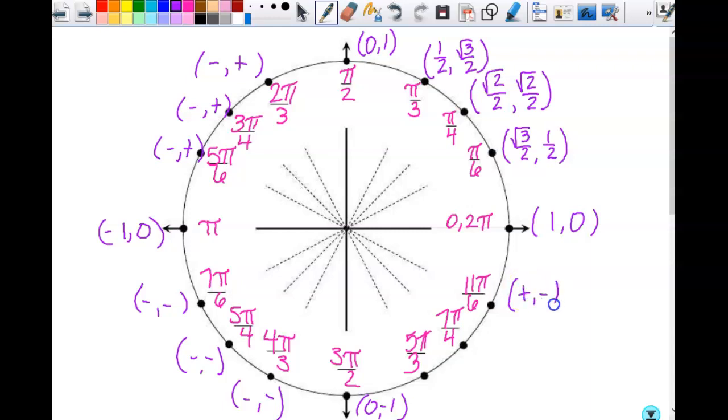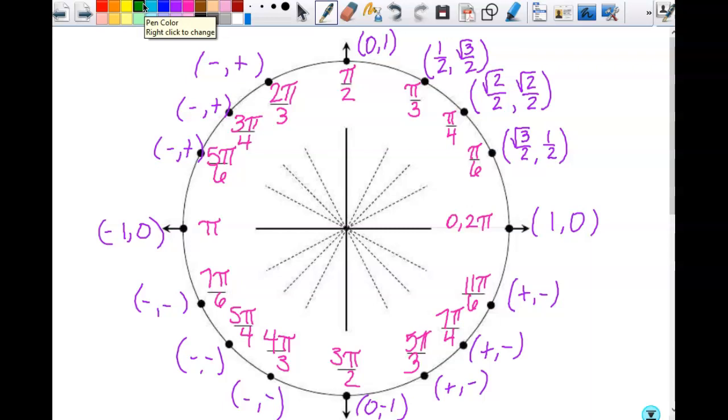Sine. So it's positive, negative, and positive, negative, right? So let's talk about tangent. I'm going to give you a way to remember your tangent values that I actually learned from a student from another teacher that I'll show you.